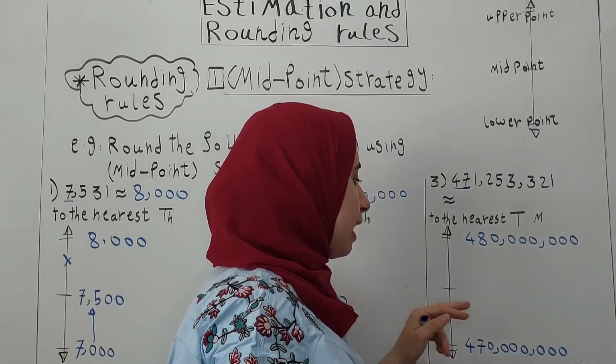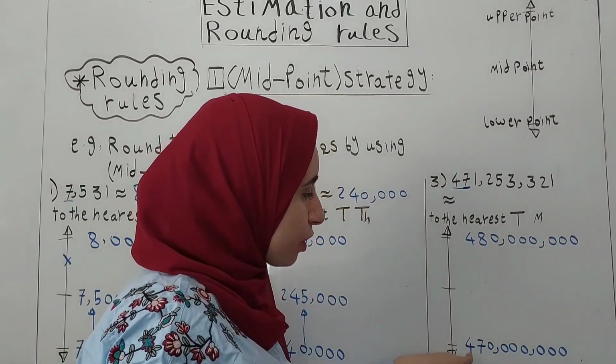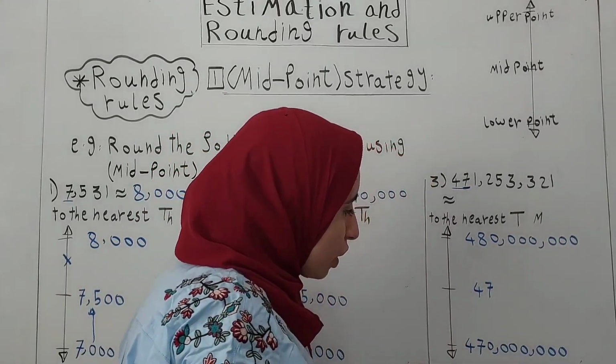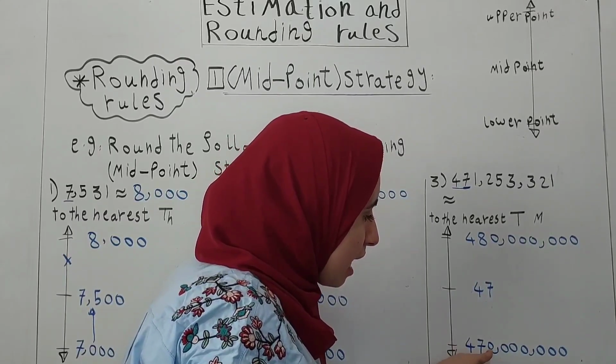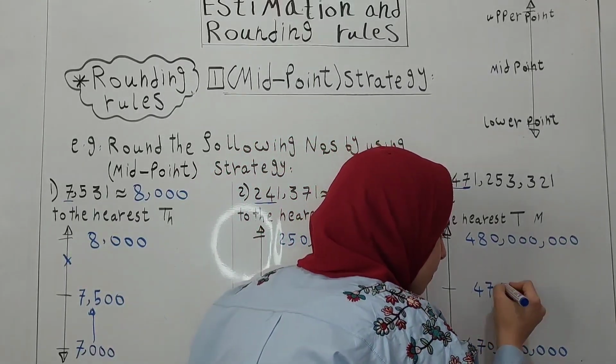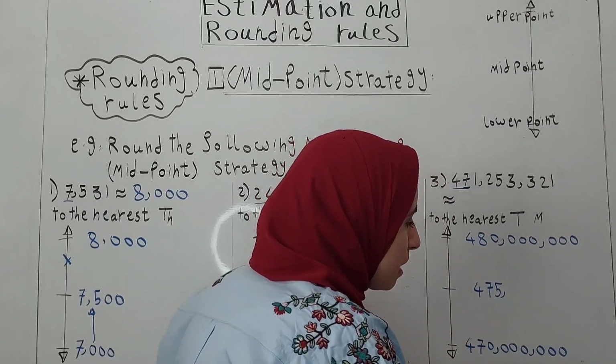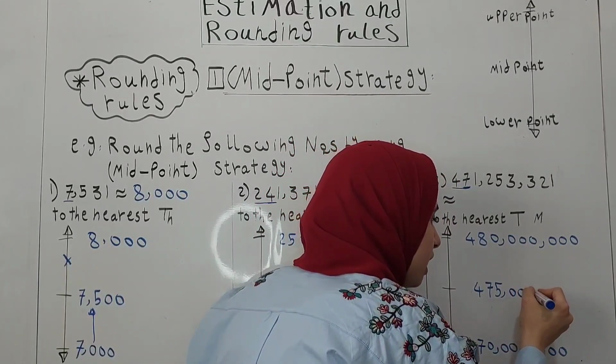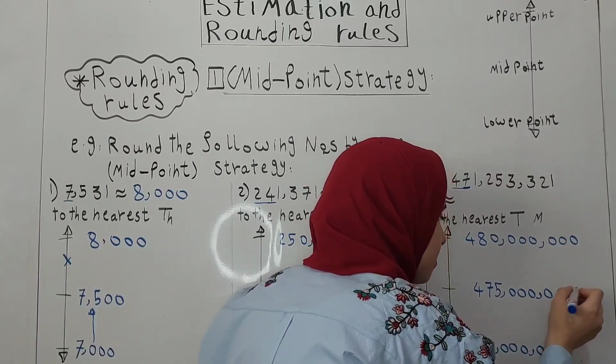Now we need to write the midpoint. So we put 47 as it is. Then we replace 0 on the highest place with 5. Then we complete with the same number of zeros. 1, 2, 3, 4, 5, 6.